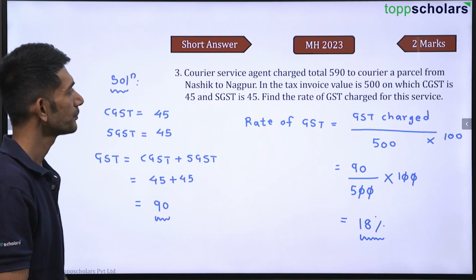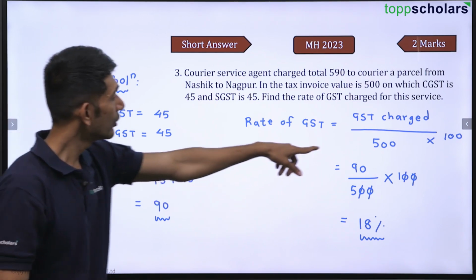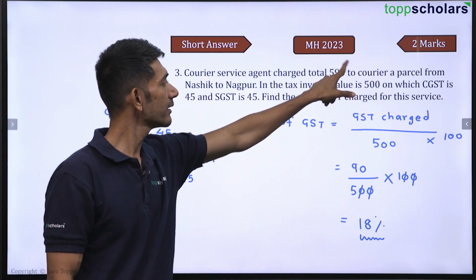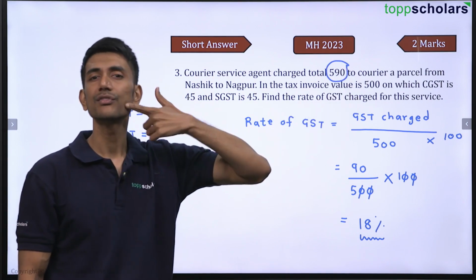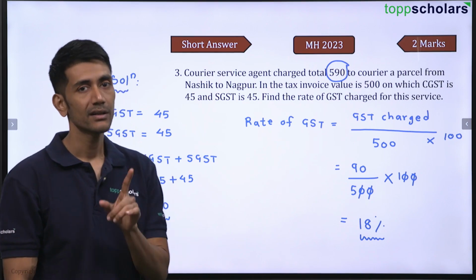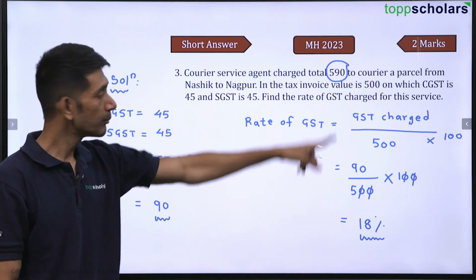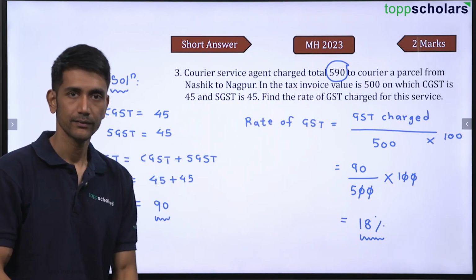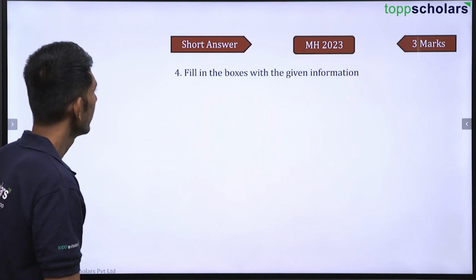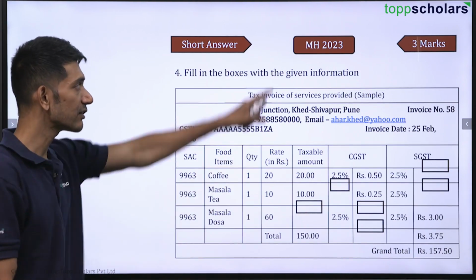Correct? I hope this is clear how we are getting 18%. Don't write down 590 here. This 90 rupees is inclusive of GST. So the original value is 500. Children generally make a mistake in that. The questions are pretty simple, straightforward, but don't take 590, take 500. Easy? Okay.